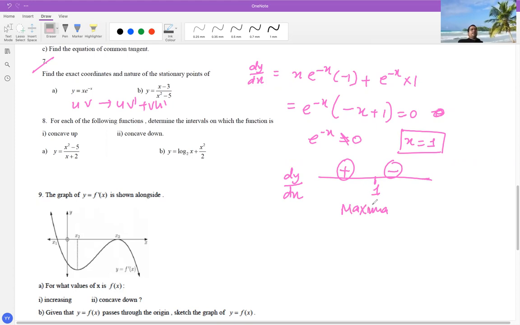Now, to find the exact y coordinate, you plug in x as 1 here, so you'll get y as 1 over e. That's the exact y value. So this is how you do the first part. Now let's go to the second one.